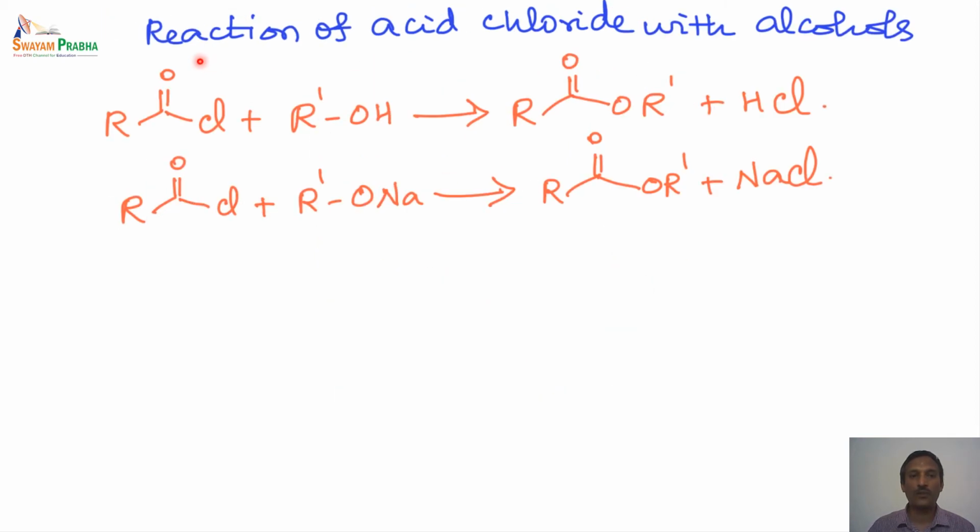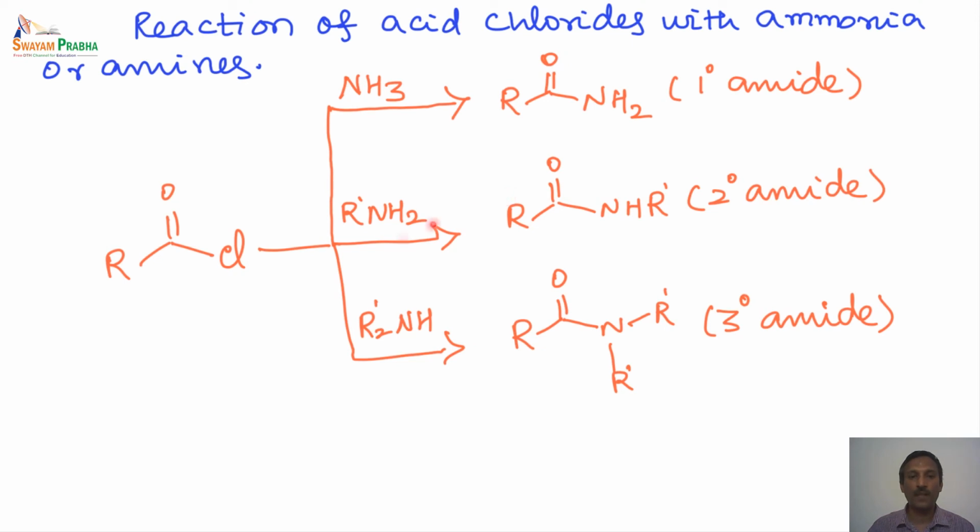The next reaction is the reaction of acid chloride with alcohol. Acid chloride when treated with alcohol produces esters, and with the sodium salt of the alcohol also they produce esters. So these are the two reactions of acid chlorides. And acid chlorides when treated with ammonia produce primary amide. Acid chlorides when treated with amines produce secondary amide. And acid chlorides on treatment with secondary amines produce tertiary amides. So these are the various amides which can be produced from acid chlorides.